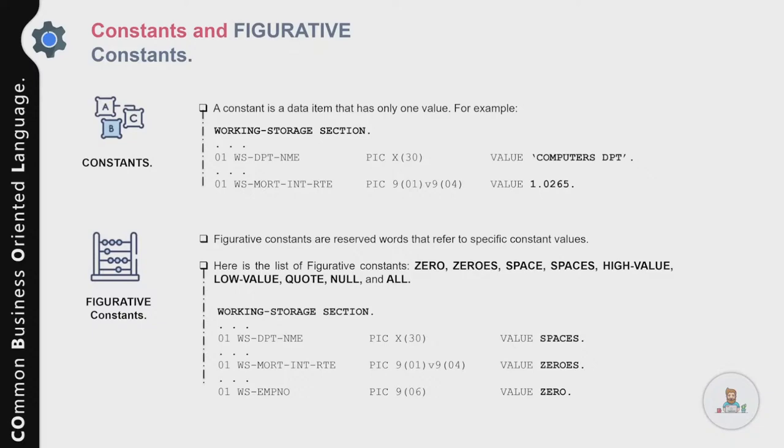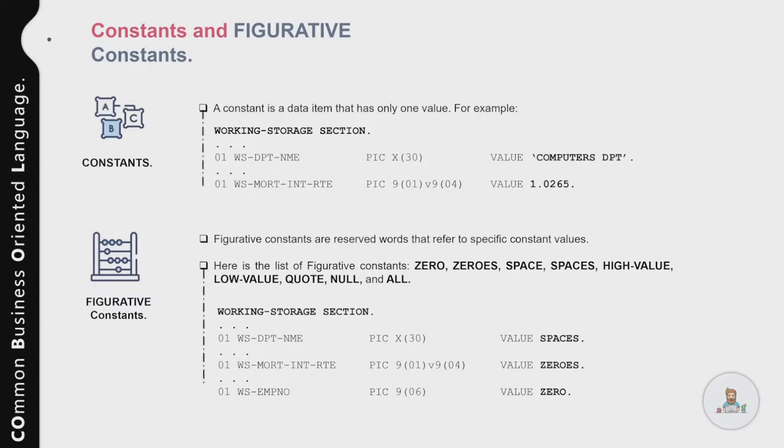So that means all 30 bytes will be having spaces as an initial value. And you can very well override the value of department name in your program during the execution. Similarly, you have mortgage interest rate variable. In this case, I've used figurative constant as zeros. So that means that all the bytes, that is 5 bytes, will be filled with zeros.